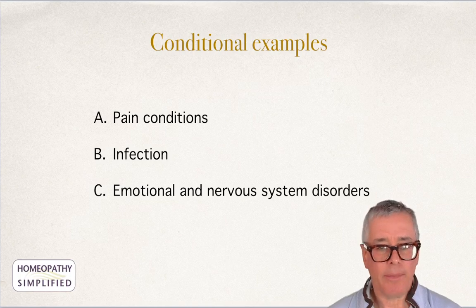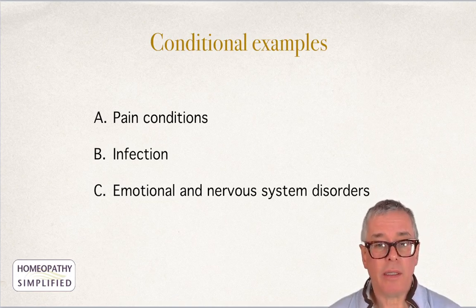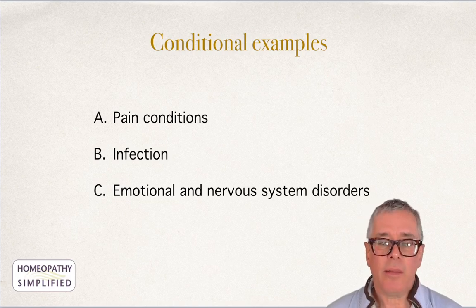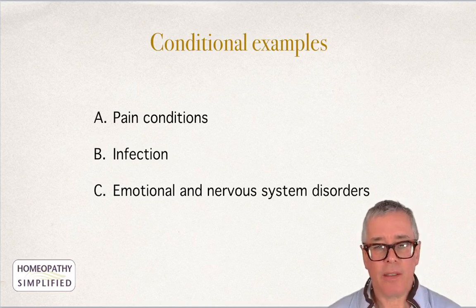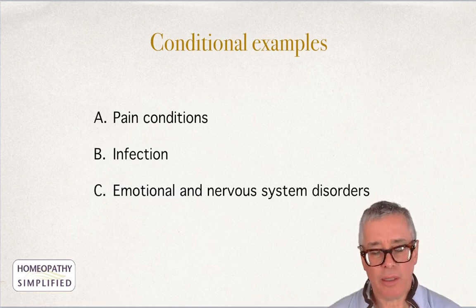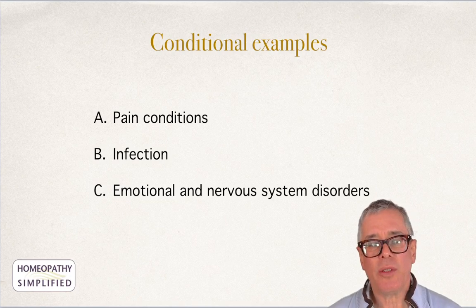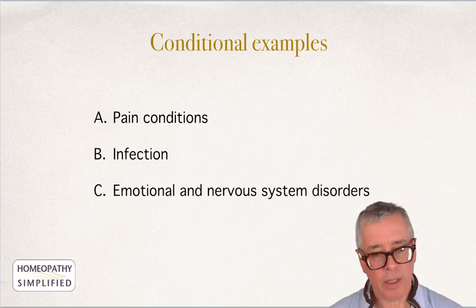So condition type examples. So in pain conditions, infectious conditions, and emotional and nervous system disorders. So for A, you might have, let's say, a tooth infection. And the nerve is inflamed, there's a big abscess, and why would you not, in such an acute situation, give a remedy and get a prescription for an antibiotic? Because the consequence could be losing the tooth. Now, many people might believe that a root canal is worse than losing a tooth. Fine. That's an opinion, and I don't have one.